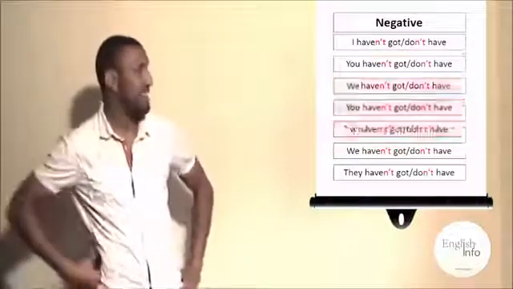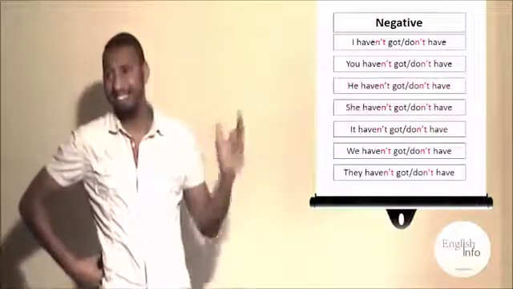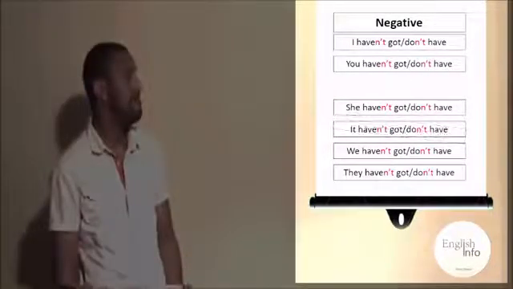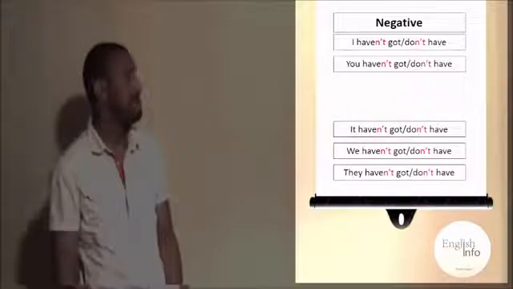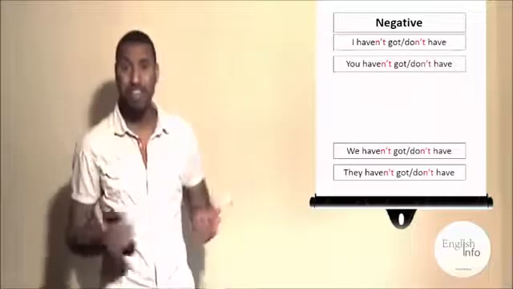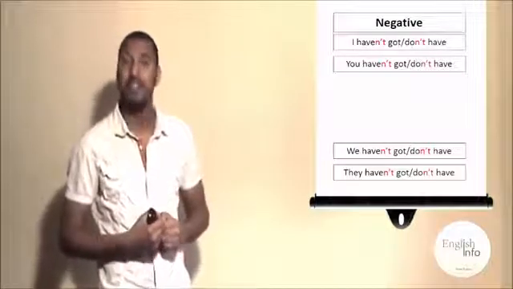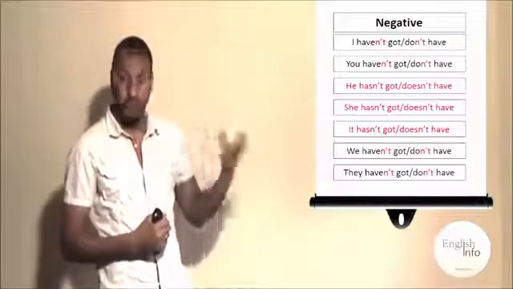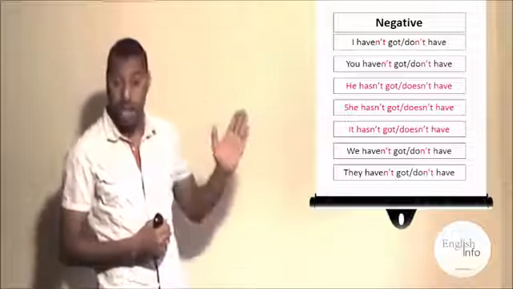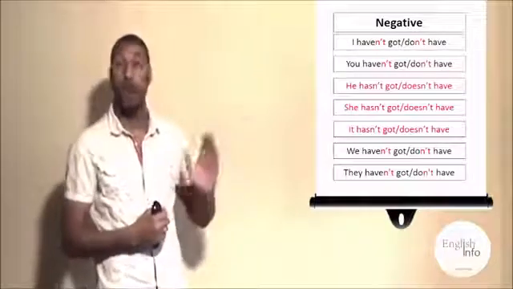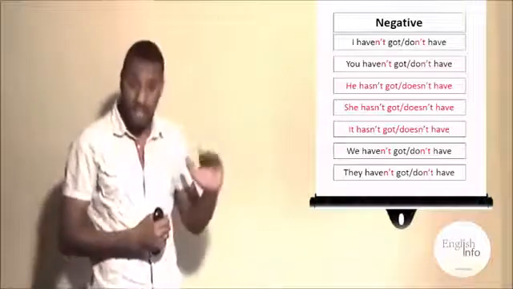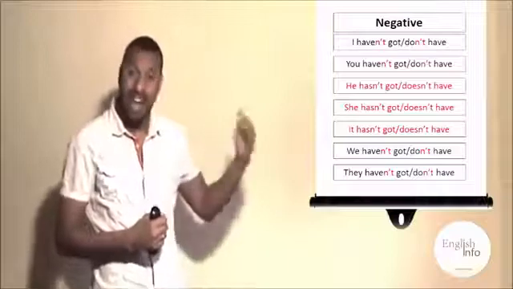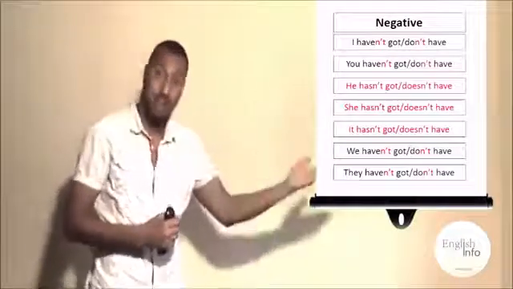What's wrong again? Security, again. Please, shut the mistakes down. Okay, now the mistakes are gone. Let's pull the right forms. We have, the right form is, he hasn't got, or he doesn't have. She hasn't got, or she doesn't have. It hasn't got, or it doesn't have.